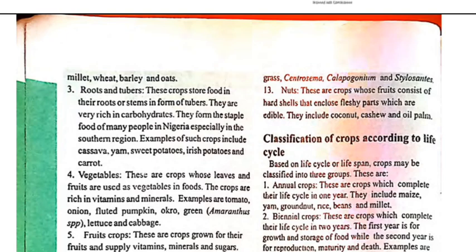Right, lastly, we have nuts. These are crops whose fruit consists of a hard shell that encloses fleshy parts which are edible. They include coconut, cashew, oil palm. From the oil palm, we have that palm kernel. Now groundnut, you can say that groundnut is not here. Nuts are crops whose fruit consists of hard shells that enclose fleshy parts. Now look at groundnut. Groundnut is not a hard shell that encloses any fleshy part. So that's why it's not being classified as a nut. It is a what? Legume.